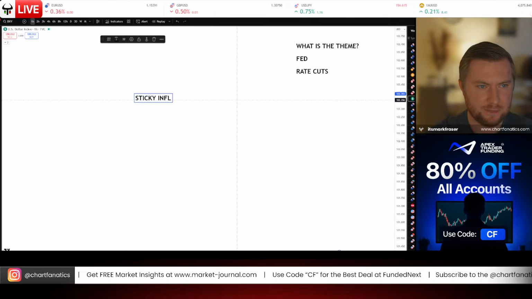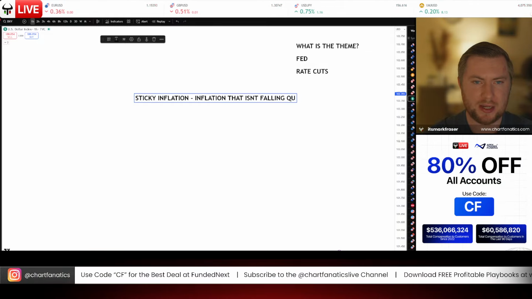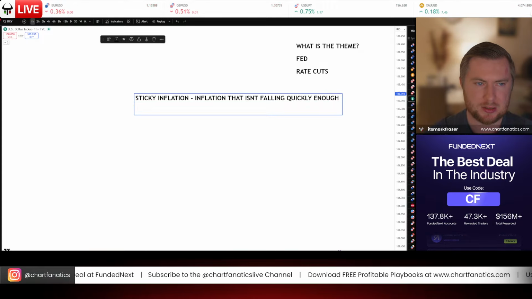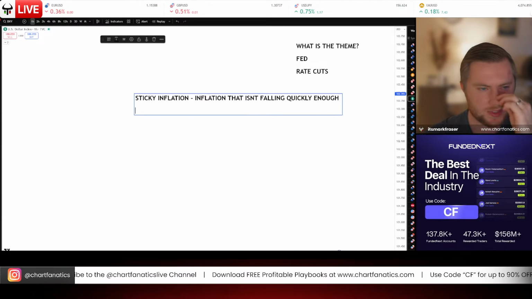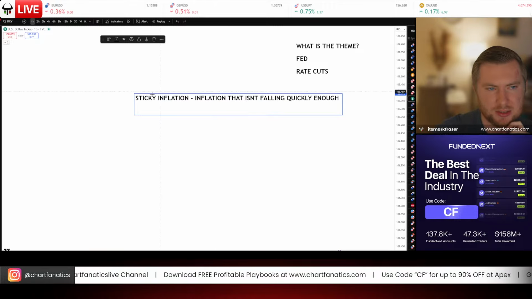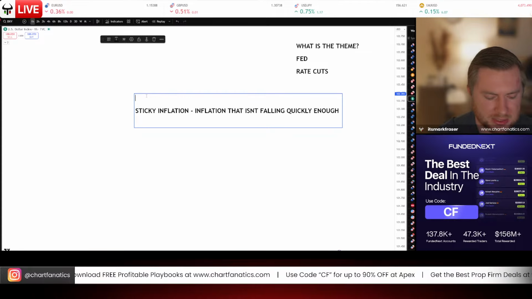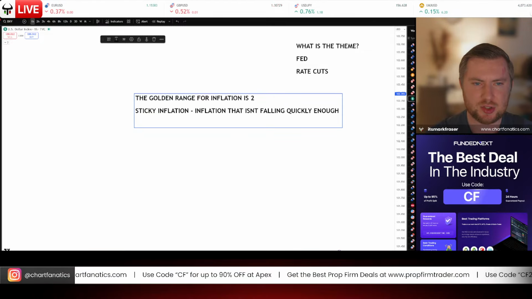Sticky inflation basically means inflation that isn't falling quickly enough. It can trend slightly lower, but it's not like proper falling, like 0.2, 0.3% moves to the downside on inflation. Then you've got to remember, as a little bit of a lesson, that the golden range for inflation is 2%.